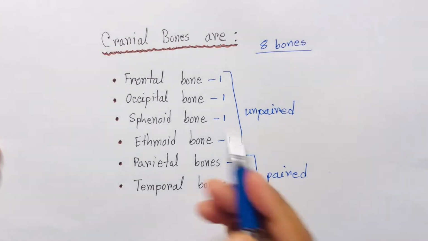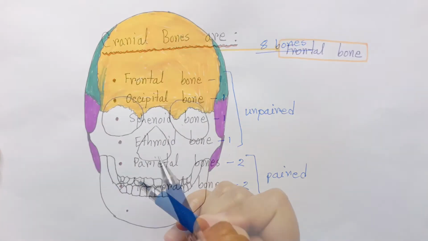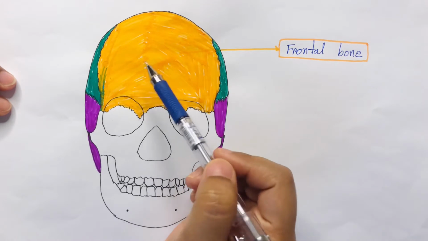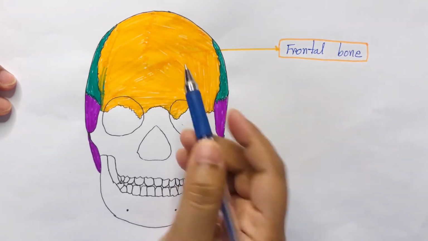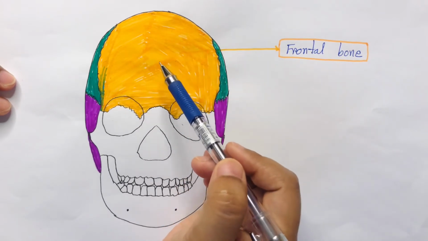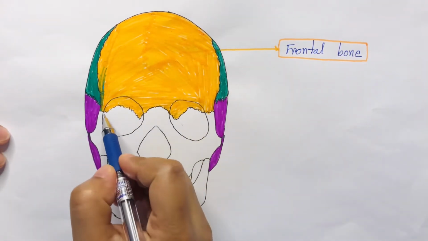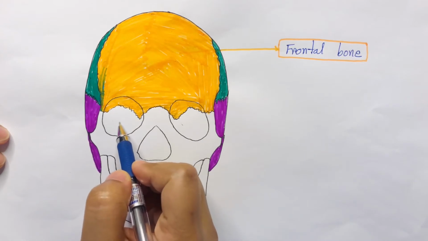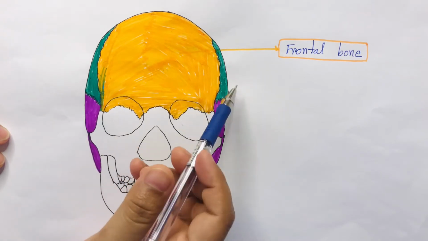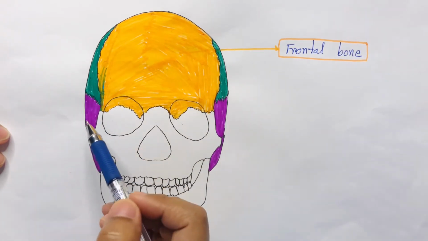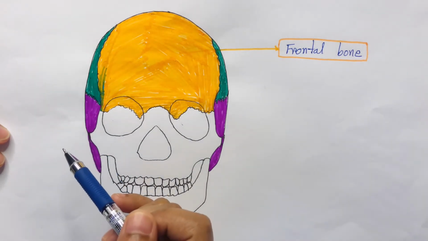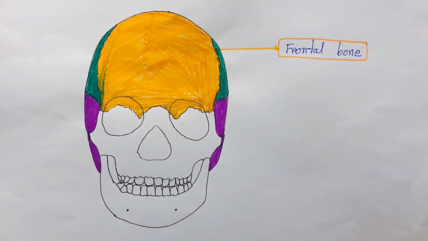Now first let's see our frontal bone. So this is the anterior view of our skull, and this orange color bone is our frontal bone. We can see our whole forehead is covered by the frontal bone, and also the roof of the orbital cavity is made up by the frontal bone. We can also see these green color bones, parietal bones, then these purple color bones are temporal bones.